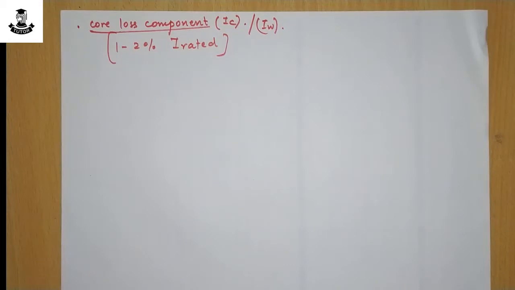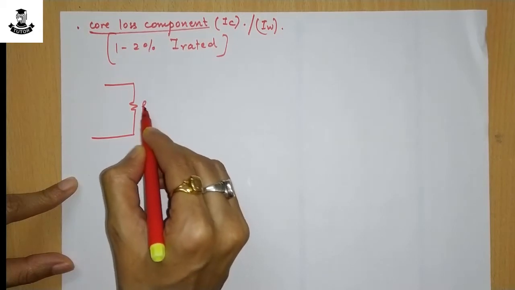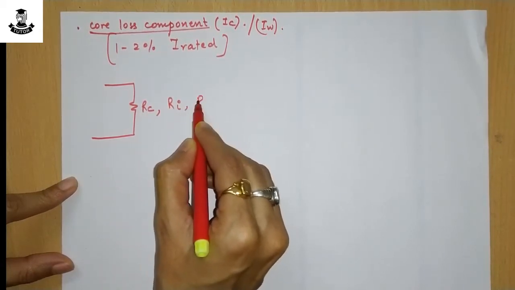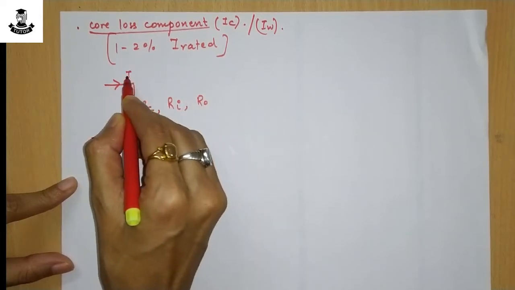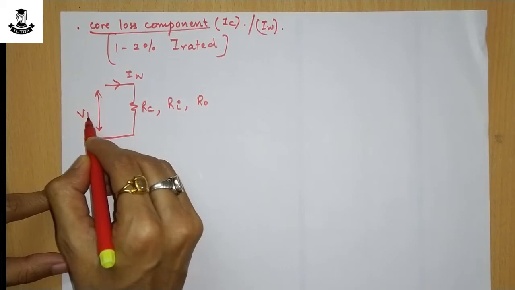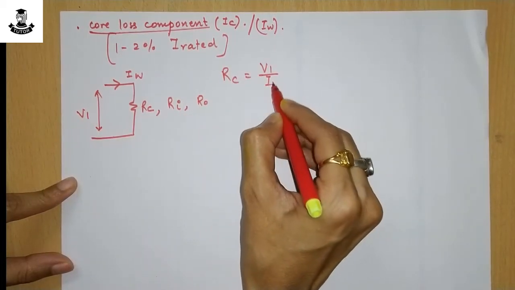This current can be represented using a lumped resistance across the primary winding of the transformer in this way. This is RC, also written as RI or R0. These are different notations. This is IW, this is the primary voltage V1. RC is written as V1 upon I mu.